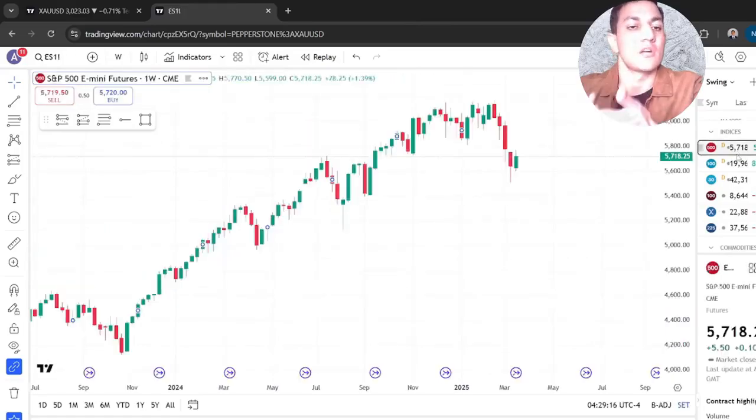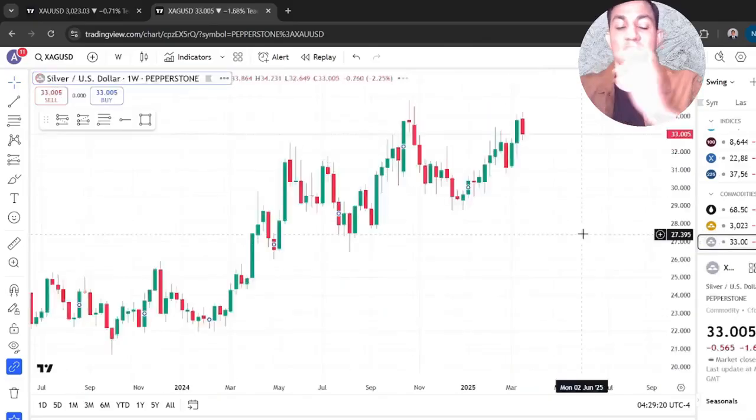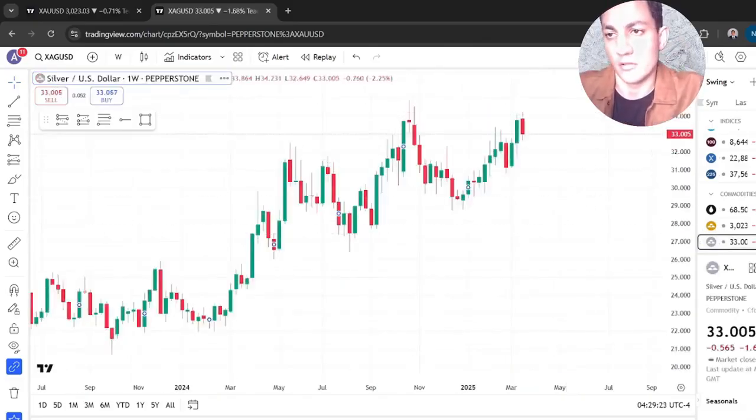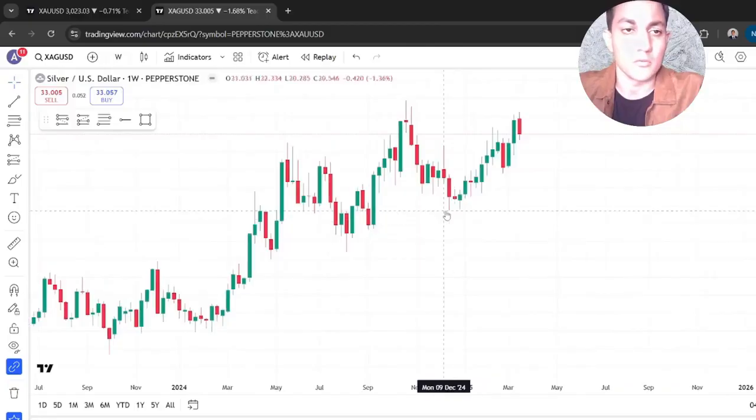You can't use it on that because they're not related in any way, shape or form. But for gold, its sister pair is silver. And I want to show you why silver is not the best trade. So it's still bullish overall, but let's just talk about it.